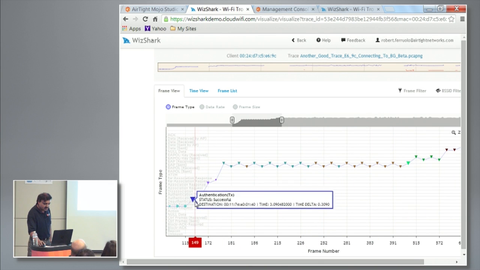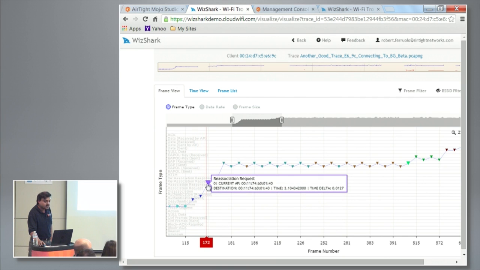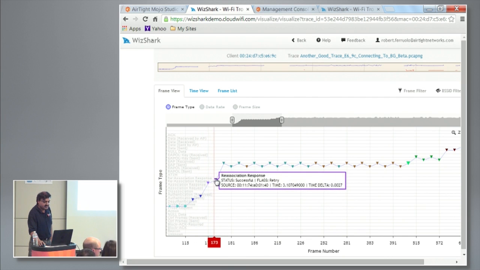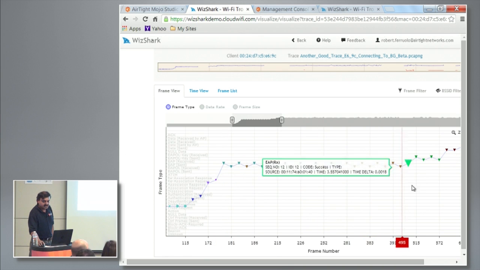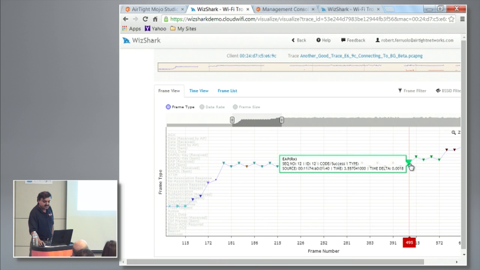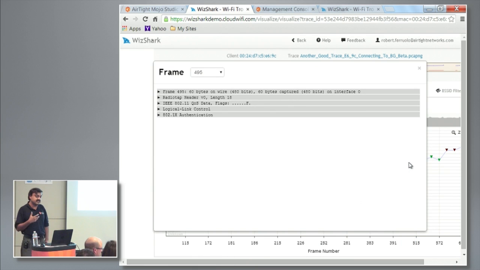What we are seeing here is the authentication packet, the response. Similarly, the client reassociating to the AP, the response, and we go on to the EAP handshake. And finally, there is an EAP success. We have also implemented things like looking at more details about the frame, which is something Blake had given a good suggestion on, and we have done that.